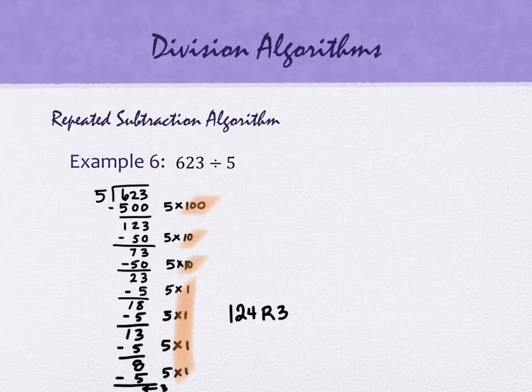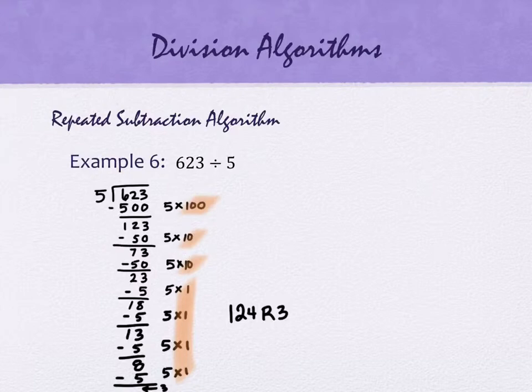The only thing you ever subtract is the number you're dividing by, or that number with zeros on the end. So if I were dividing by 17, I'd subtract 17, or 170, or 1,700, or 17,000. Are you with me? And that's what makes this method so friendly.